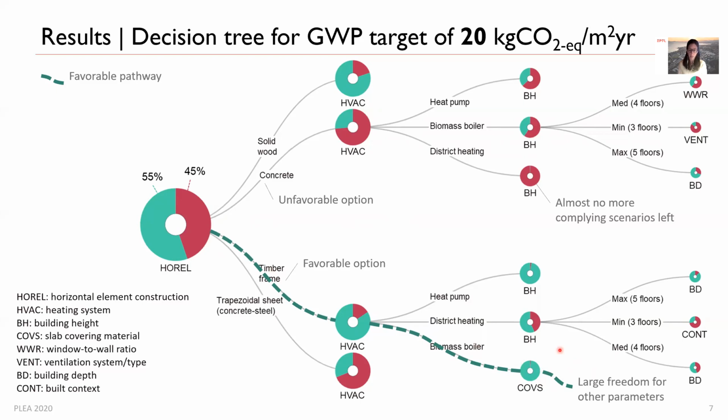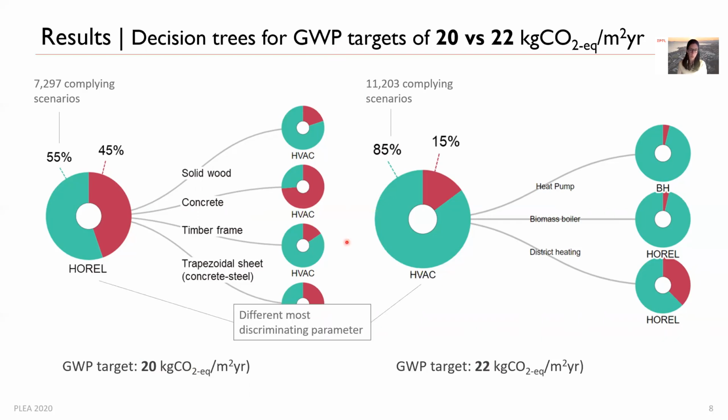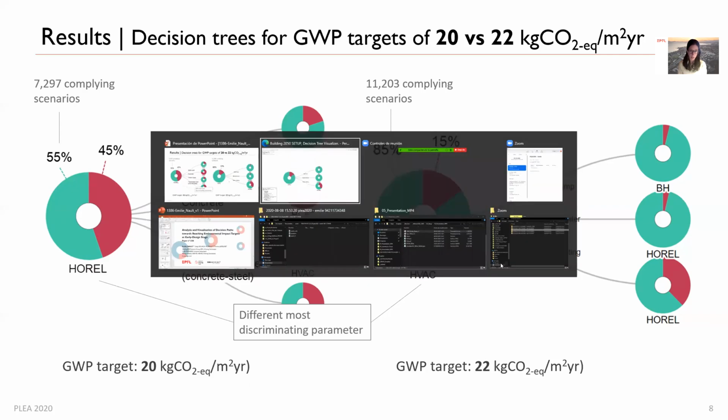What happens if we play around with this target and we change this value? Well, here what you see is, again, the same tree on the left for the 20 kilograms target. And if we increase this target by 2 kilograms, then we see that we have a larger amount of complying scenarios. So directly, we have a much larger design freedom, which is to be expected. We also see that the root parameter is different. Here, the heating system is seen as the most discriminating parameter.